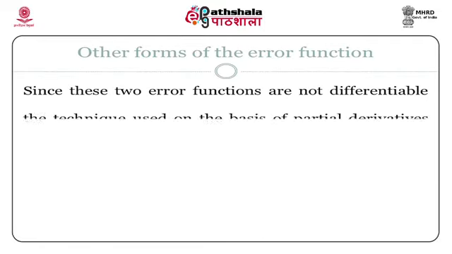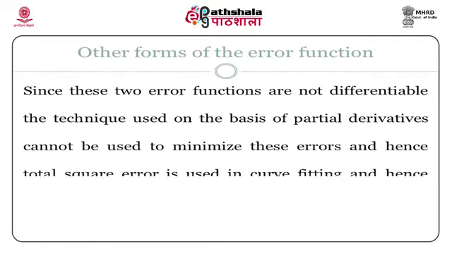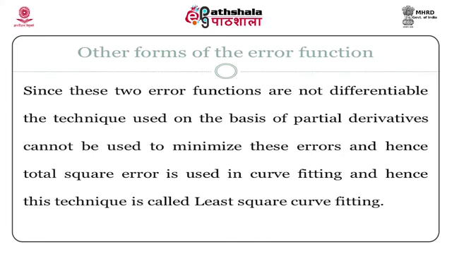Now, since these two error functions are not differentiable, the technique based on partial derivatives cannot be used to minimize these errors, and hence the total square error is used in curve fitting, and the technique is called least square curve fitting. The closed form solutions that we have got for the parameter values are there because we are using partial derivatives and equating them to 0, which may not be possible if we use the other two forms of the errors.